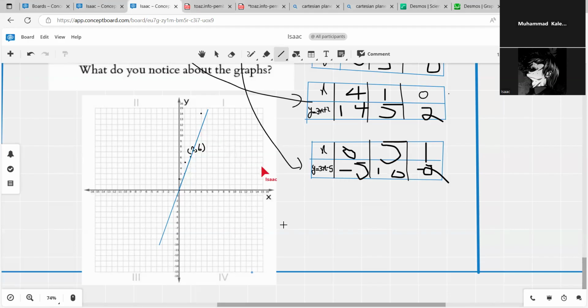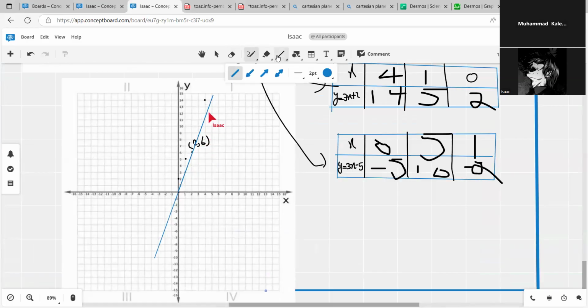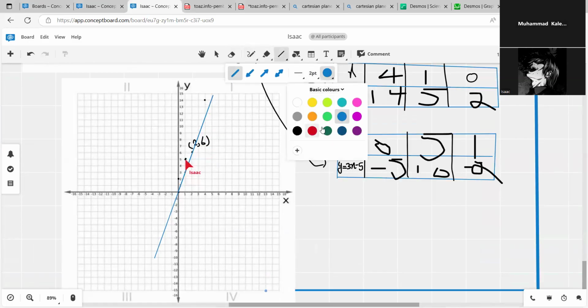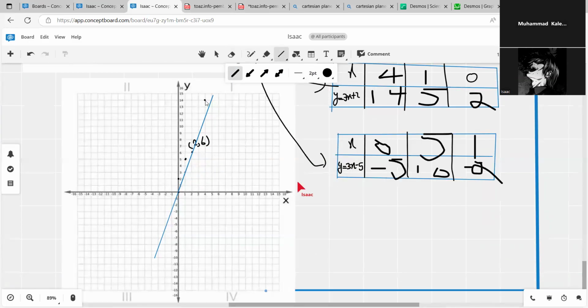Okay, then let me join these points with a different color. I'm going to select the black one for this one. 4, 14, 1, 5, x 0, y 2. Yeah, that's true.